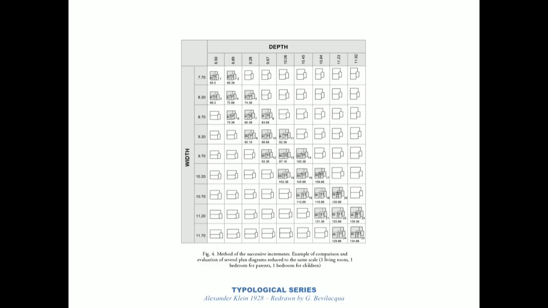Here, I think there's proof of how limiting our job is today. You see that in this famous scheme by Alexander Klein: the apartment grows, but the ingredients that the apartment is formed of don't change. So all of these apartments have exactly the same spaces.